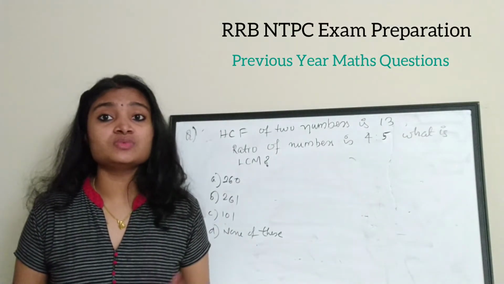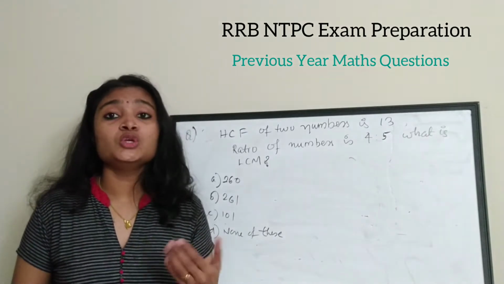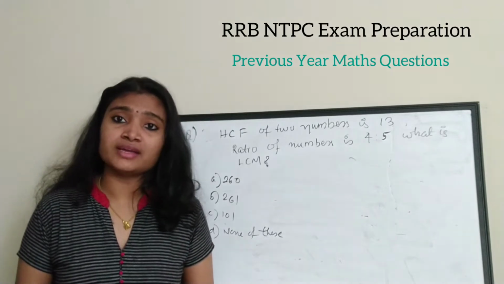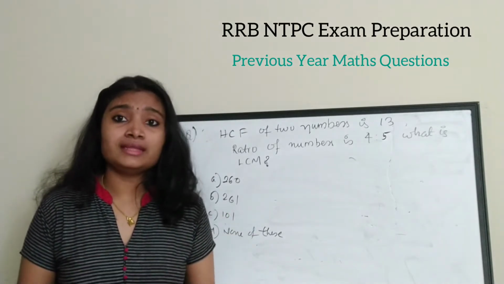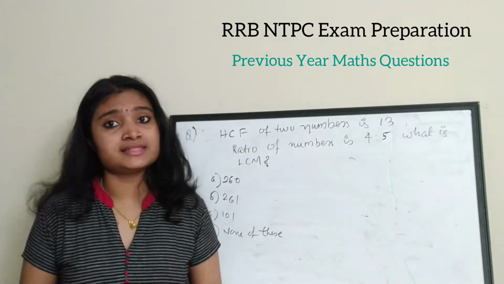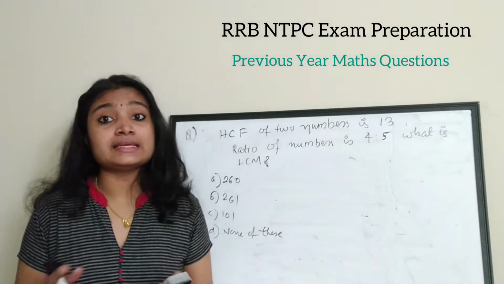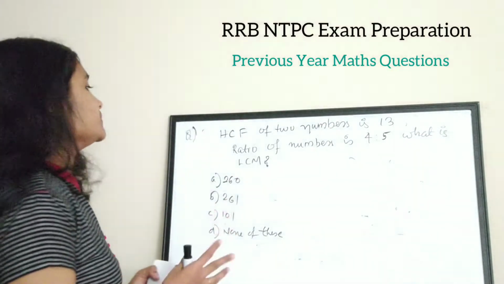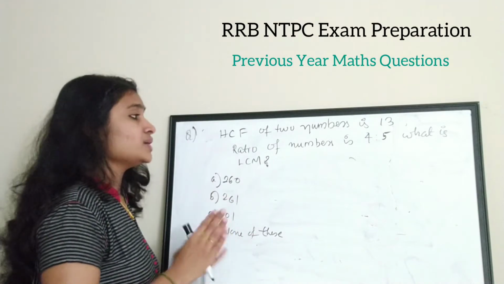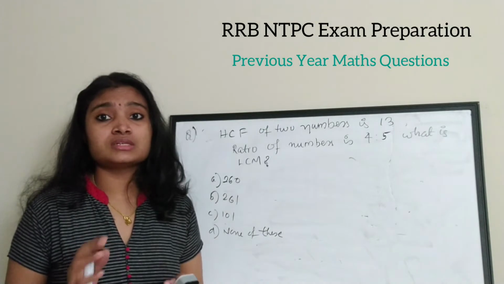The next type of question which we are going to discuss is the LCM HCF type of question. In this question, you will be given the HCF and LCM or both, and you will be asked to find the numbers, or you will be given the HCF and the ratio of the numbers, and then you will be asked to find the LCM. So any of this will be asked. Here the question is: HCF of two numbers is 30, the ratio of the numbers is 4:5. What is the LCM? In order to answer such a question, you need to know some things.